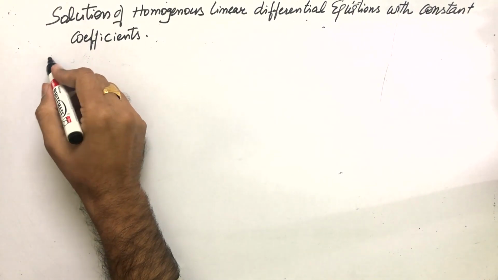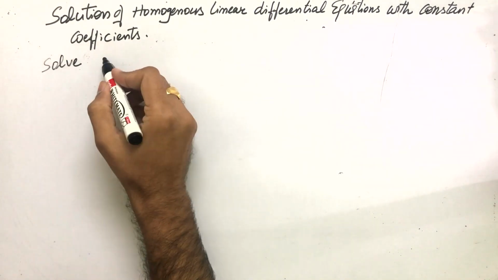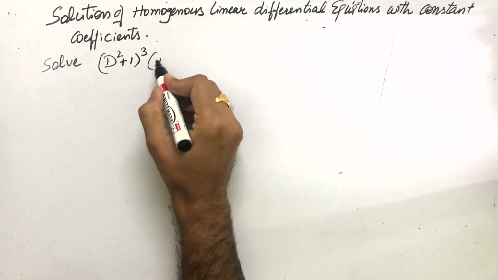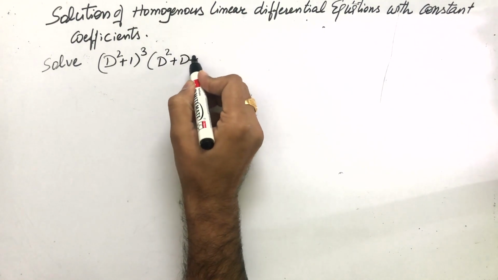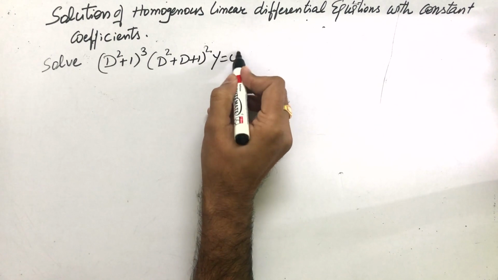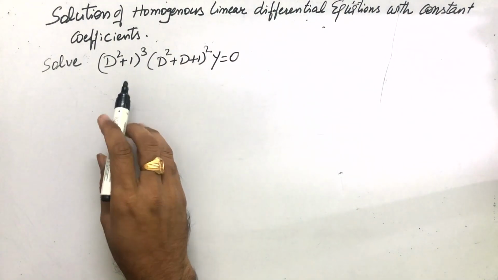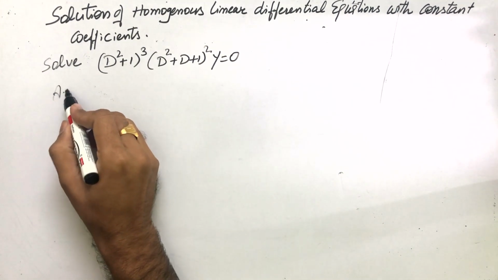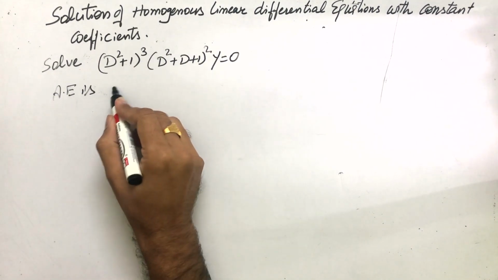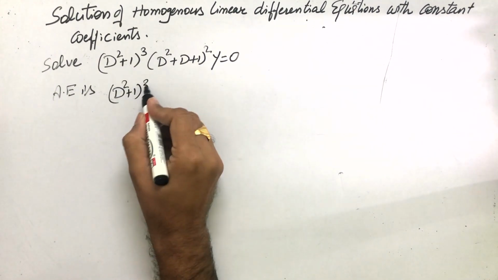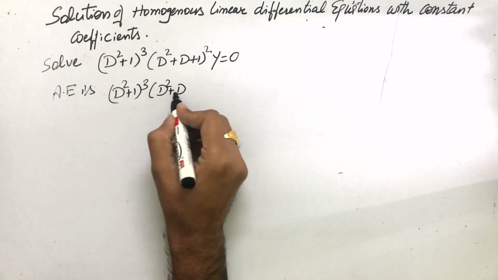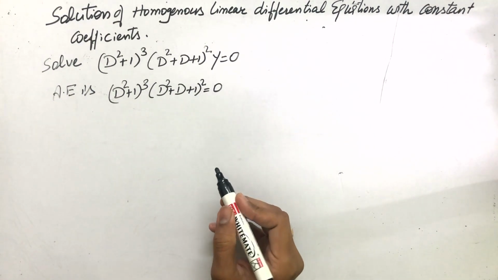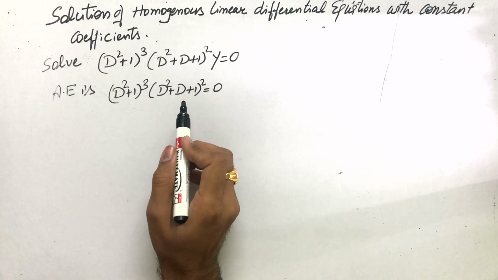Another numerical: solve D square plus 1 cube, and here we have D square plus D plus 1 square, y is equal to 0. Here we are already in terms of capital D, so we directly write the auxiliary equation as D square plus 1 cube and D square plus D plus 1 square is equal to 0. So we solve these for the roots. As you see, the product of these two is equal to 0.